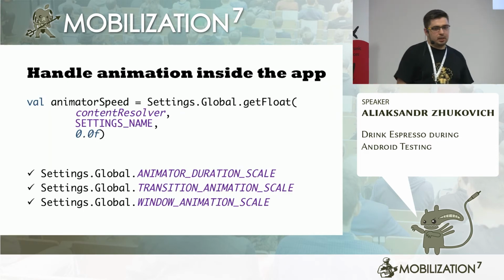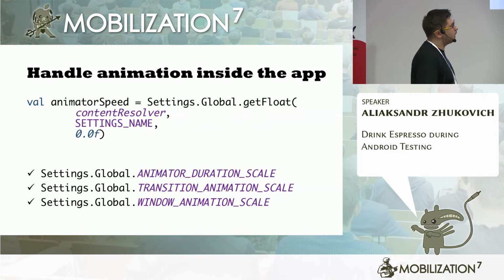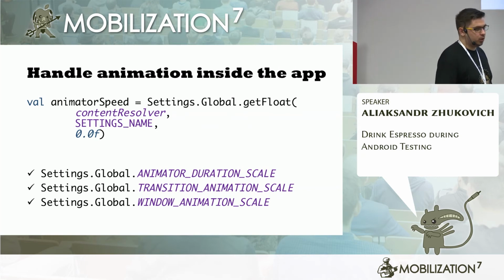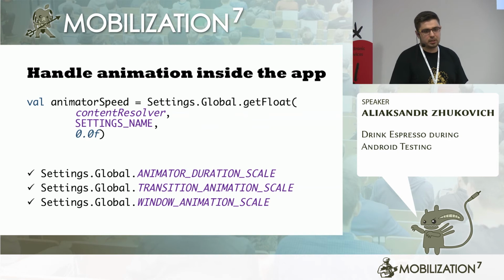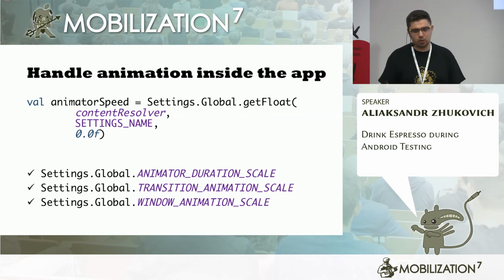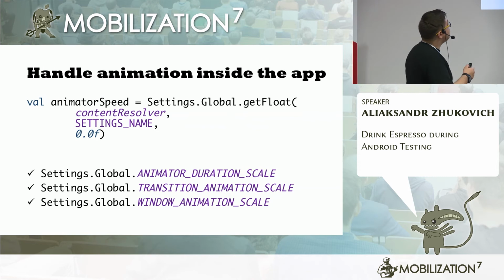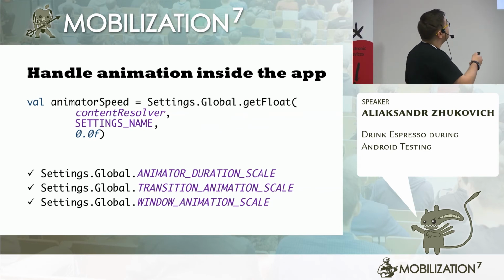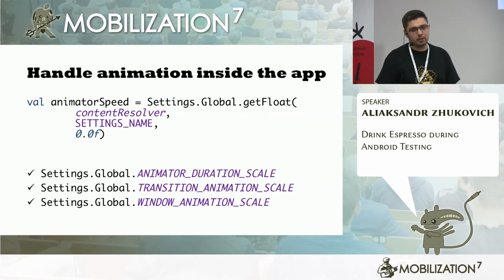As I said at the beginning, we should handle animations in our application properly. Because when we turn off all system animations, it doesn't mean that all animations in all applications will be off. We should get animation speed or another object from global settings with a content resolver and some settings name. For us, the interesting ones are animation duration scale, transition animation scale, and window animation scale. And if this value is 0, in your application you should turn off all animations.